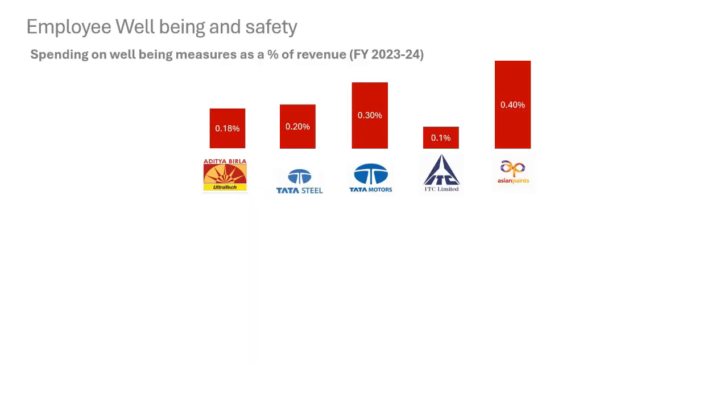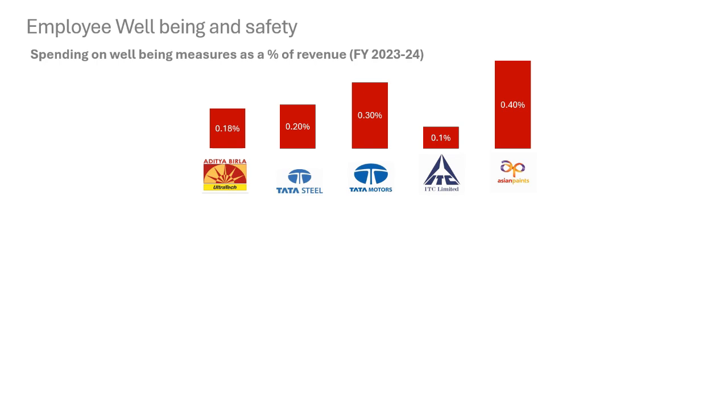Spending on the well-being measures for employees and workers includes premiums paid for health and life insurance policies, daycare facilities, maternity and paternity benefits, among other costs. Here is a snapshot of the percentage of spending on well-being measures for employees and workers over the turnover of the companies, for a few companies in the manufacturing sector.